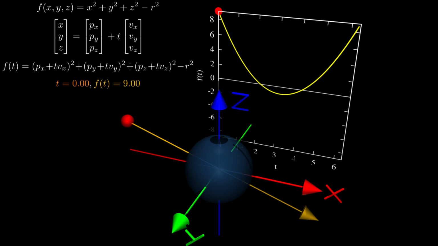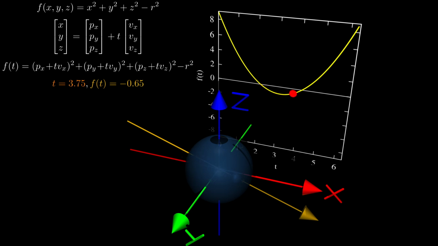We have our equation for the line, and then we can define our implicit equation as a function of t. All I've done is simply replace x, y, and z here with px plus tvx, py plus tvy, and pz plus tvz. And so then we have a function f of t, and we can plot that for the various values of t, starting with t equals 0, which gives an initial value of f of t equal to 9.